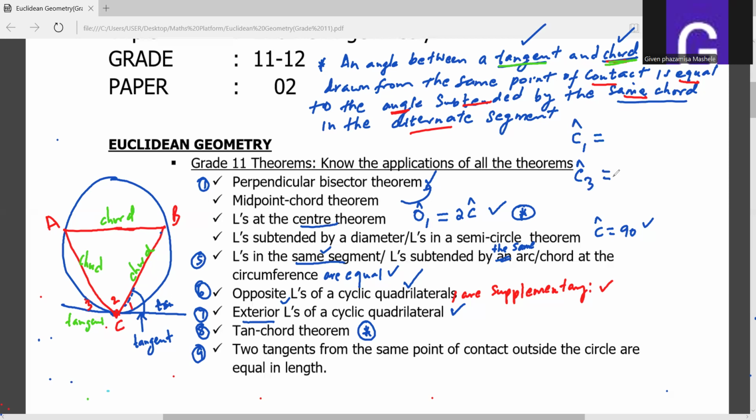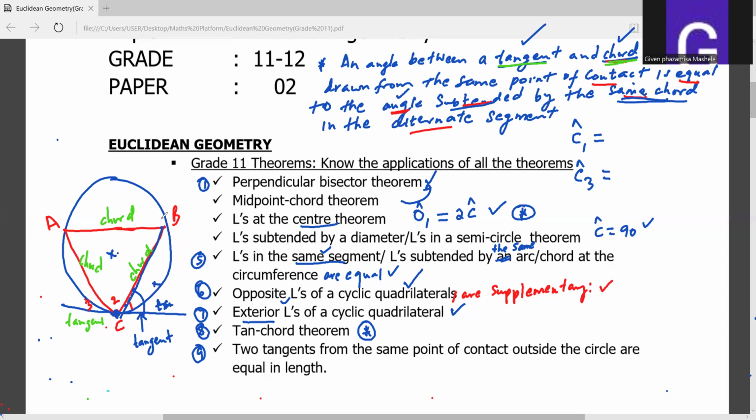Right, let us go through the theorem. It says whenever you have an angle that is between a tangent and a chord, drawn from the same point of contact, you see that the tangent and the chord are being drawn from the same point up here, then you must know that the angle must be equal to the angle subtended by the same chord in the alternate segment. What does this mean? It means that because C1 is between a tangent and a chord ABC, then that C1 must be equal to the angle that is coming from the chord BC, but not this side where there is our angle, but in the alternate segment, this side.